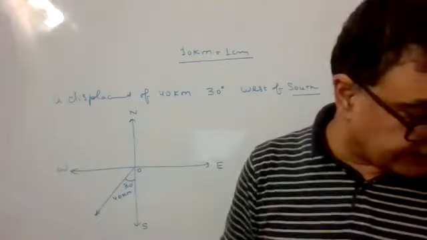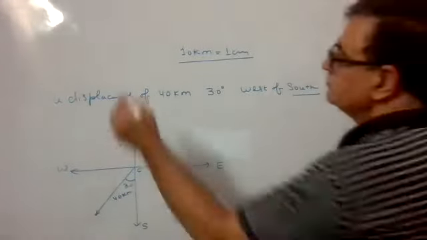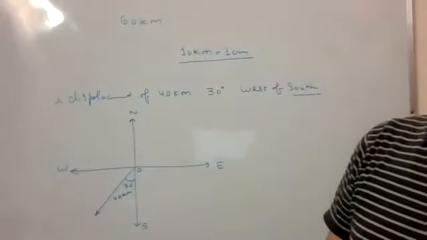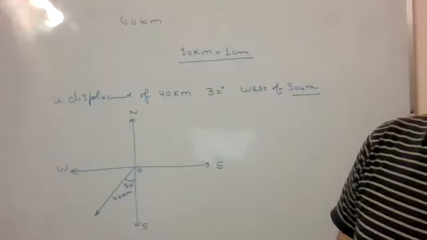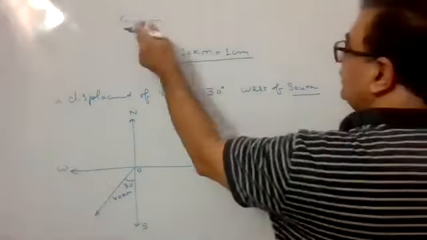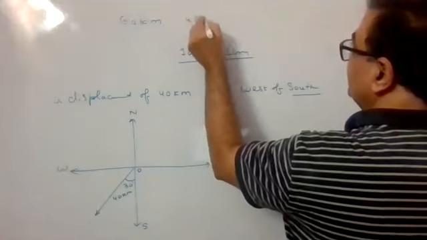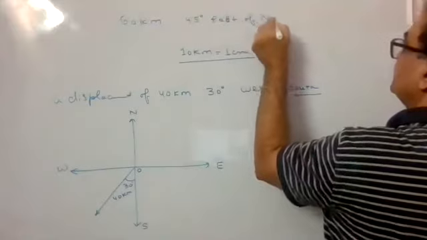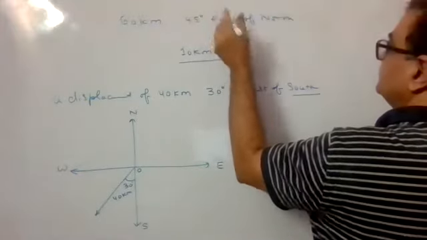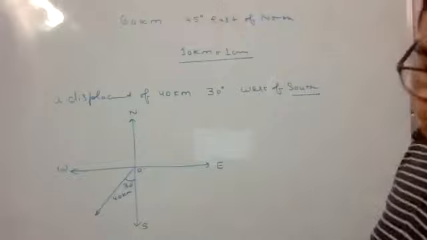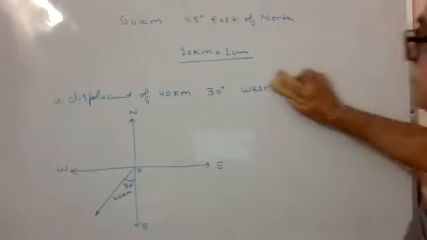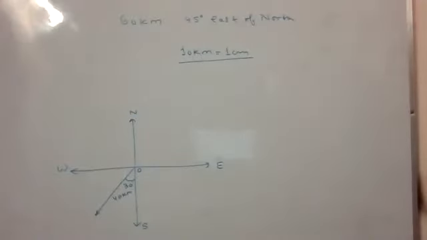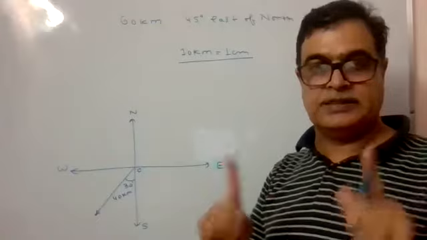One more you try now. Second question, please. 60 kilometer, 45 degree east of north. East of north, please do it. Again, 60 kilometer means what is the length of the line? 6 centimeter.